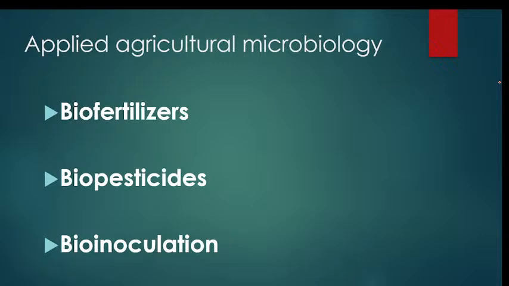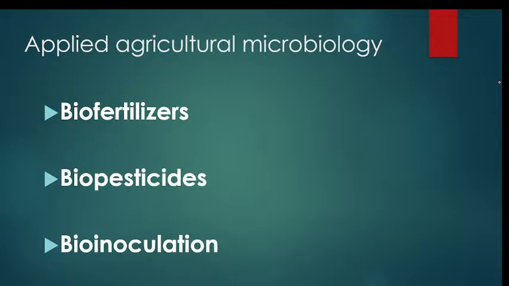Then phosphate biofertilizers. The phosphate biofertilizer improves the phosphate content in the soil, and the phosphate biofertilizers used are Bacillus megaterium, Pseudomonas striata, etc. These are the common phosphate-solubilizing microbes that are used.